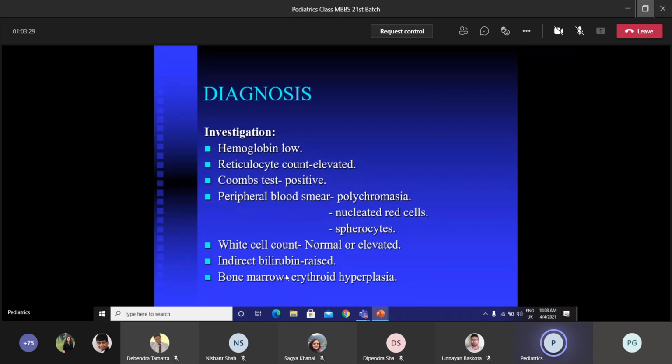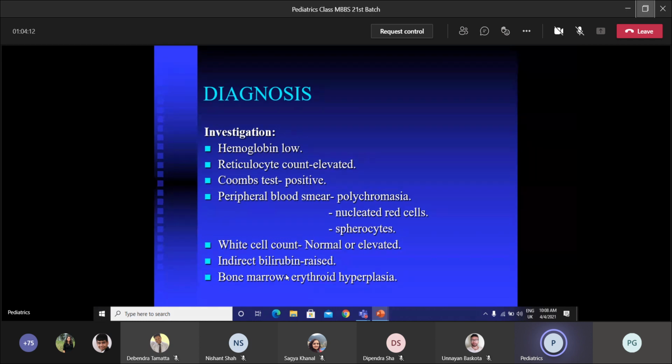Diagnosis-wise, on investigation you have to do a complete blood count, CBC. There the hemoglobin is decreased and the reticulocyte count is elevated. The direct Coombs test is positive. On peripheral blood smear you can see polychromasia, nucleated RBCs and spherocytes. In hereditary spherocytosis you can also see spherocytes, and in autoimmune hemolytic anemia also you can see spherocytes. White blood cell count is normal or elevated. Indirect bilirubin is raised. In the bone marrow you can see erythroid hyperplasia.